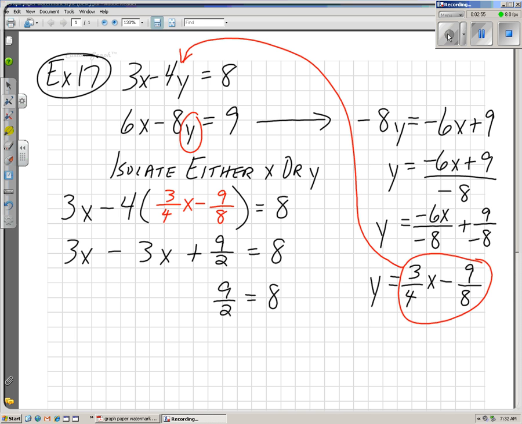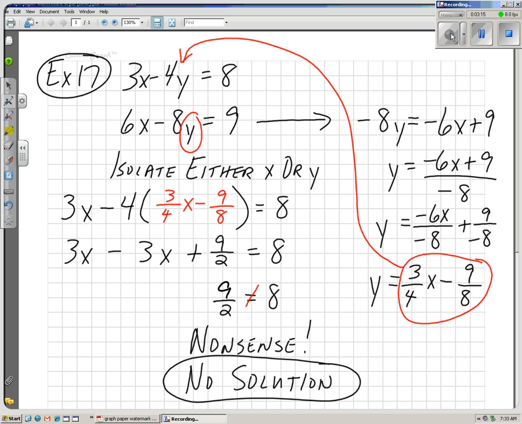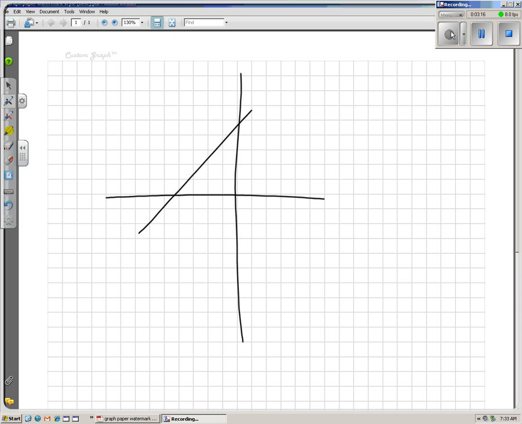But look what happens. I get 9/2 is equal to 8. Well, that is not true. So if you come up with nonsense, a nonsensical equation, something that doesn't make sense, you know that this whole thing is false and that these two lines never cross. So since they never cross, there's no solution. And what kind of lines never cross? We're talking about parallel lines. So both those lines went up and over with the same slope. So since they're parallel, never cross, that's why we didn't come up with a solution.